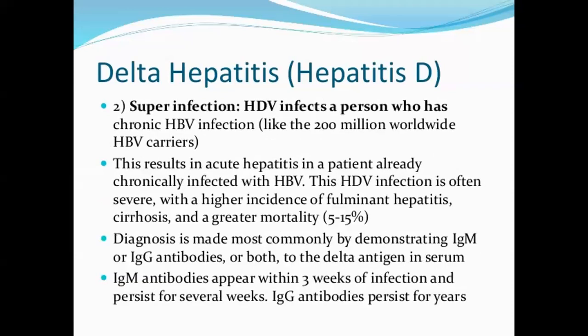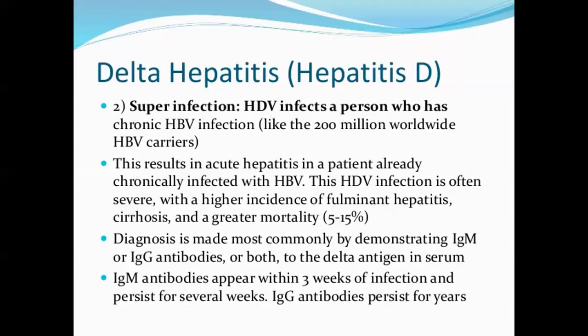Superinfection means hepatitis D virus infects a person who already has chronic hepatitis B virus infection. This results in acute hepatitis in a patient already chronically infected with hepatitis B virus. The infection is often severe, with a high incidence of fulminant hepatitis, cirrhosis, and a greater mortality of 5 to 15%.